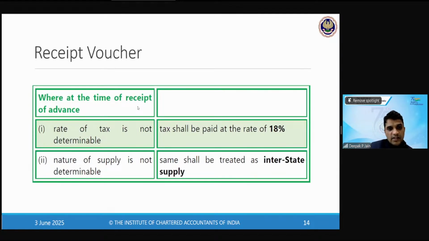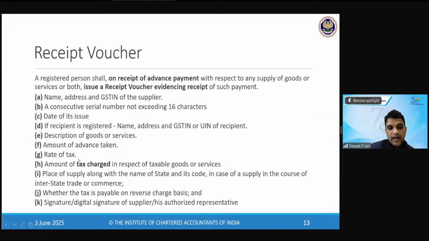But for services, if the receipt voucher is issued, then it will have the tax charge on advance. Correct. That's why you have this column of mentioning what is the rate of tax and amount of tax charged, because on your advance also you will collect the GST. That's the reason you will include this.